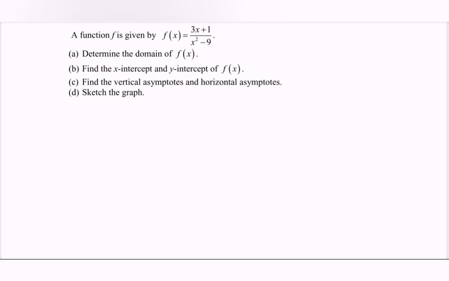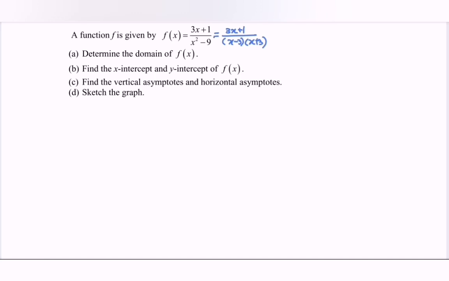Hello everyone, in this video I'm going to discuss an example for limits in graph sketching. A function f is given by 3x plus 1 over x squared minus 9, and we can represent the function in this form: 3x plus 1 over (x minus 3) multiplied with (x plus 3).